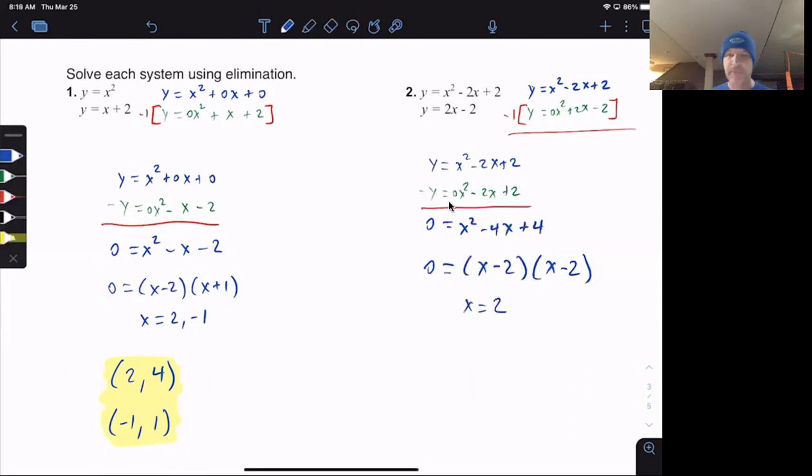Okay, but remember, we have to figure out what the complete solution is. So we have to plug in 2 for x. When you plug in 2 for x, it doesn't matter which one you plug it in. If I plug it into the top, 2 squared is 4. Negative 2 times 2 is negative 4. So 4 minus 4 is 0, and 0 plus 2 is 2. Okay, let's try the bottom one. 2 times 2 is 4, and 4 minus 2 is 2. Works for both of them.